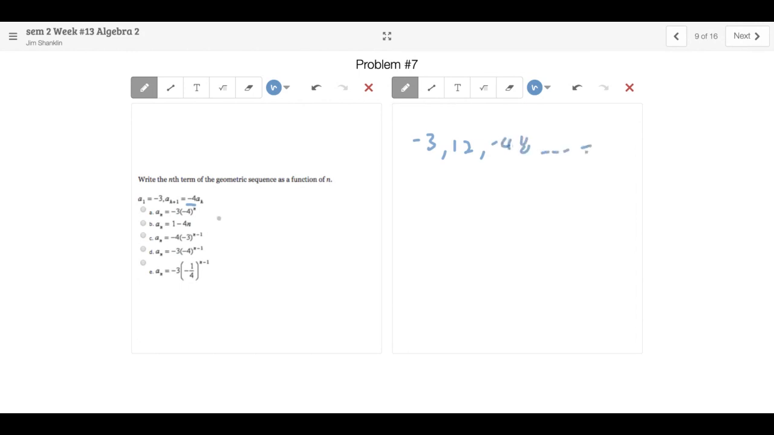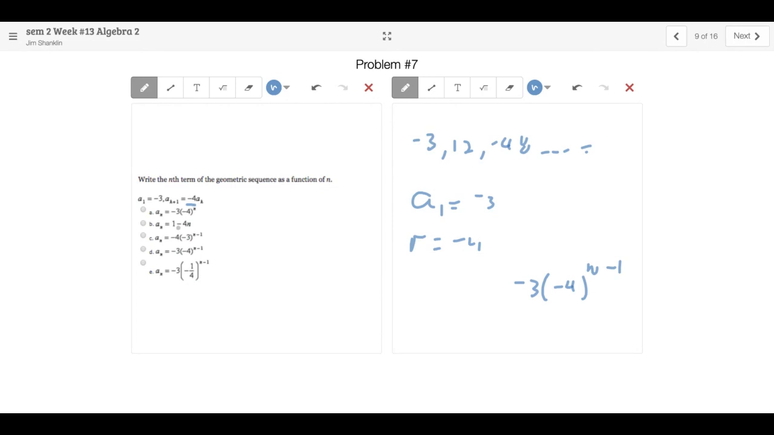So the reason they gave us this is it's telling us that we're multiplying by negative 4 to get to our next term. So in order to write my equation, all I need is the first term, which is negative 3. I need my r value, which is negative 4. So that's going to be negative 3 times negative 4 to the n minus 1 power. Done.